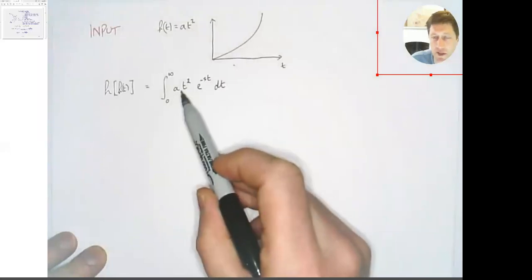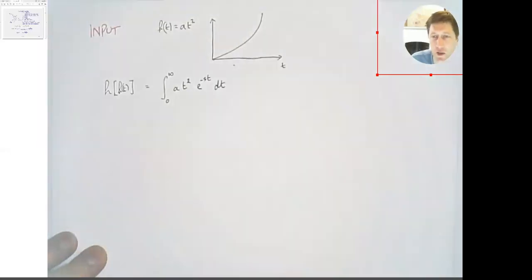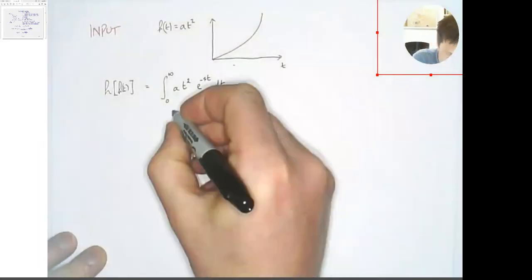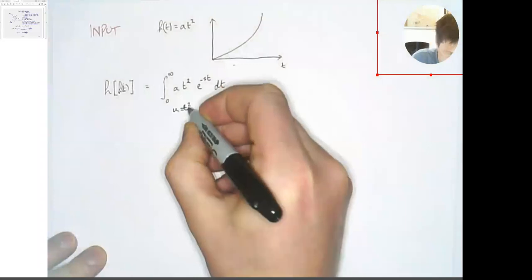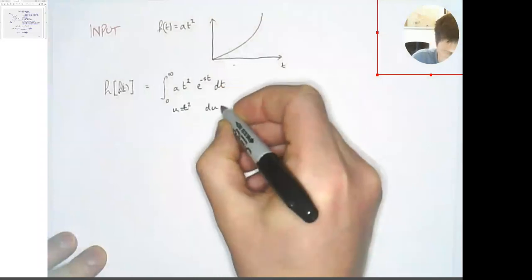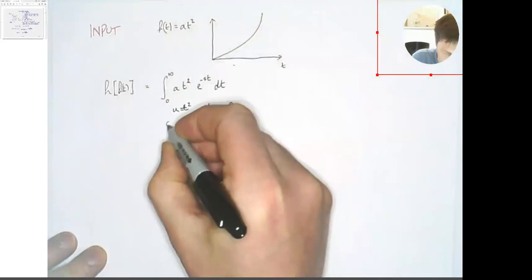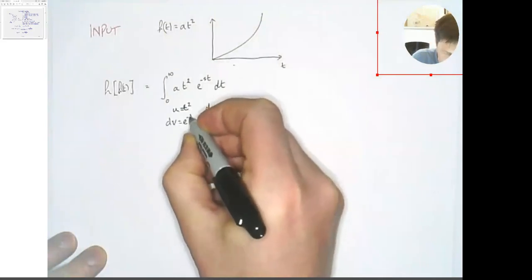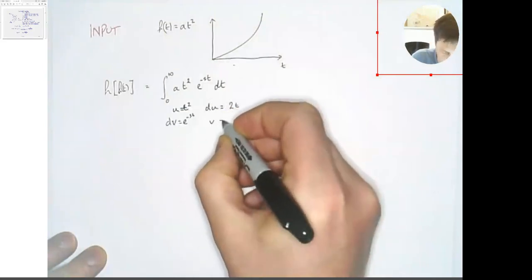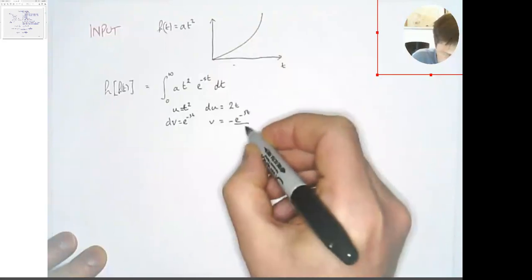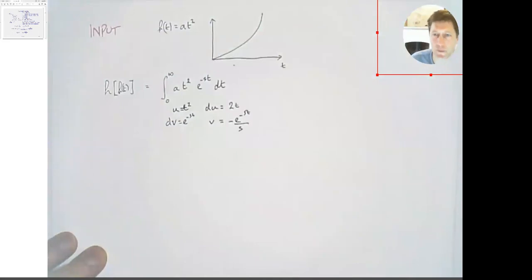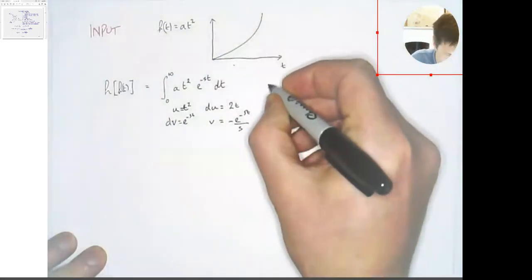Okay, so we've got a term here. It's got two bits in it, so we're going to be looking at integrating by parts. So if we let u is equal to t squared, that would make du is equal to 2t. And if we let dv equal e to the minus st, then v would be minus e to the minus st over s. And we can then plug those into our equation.